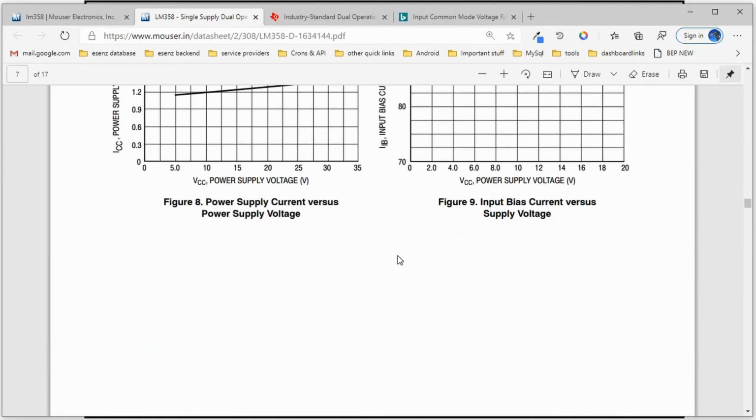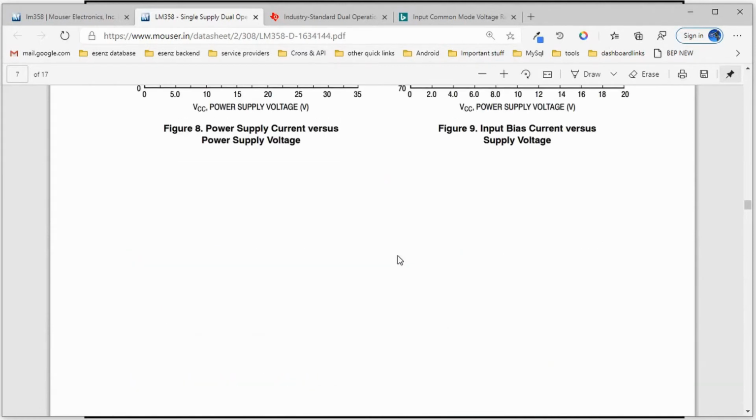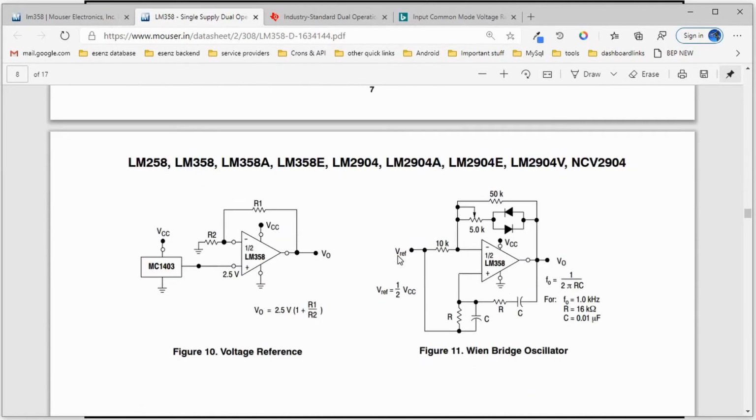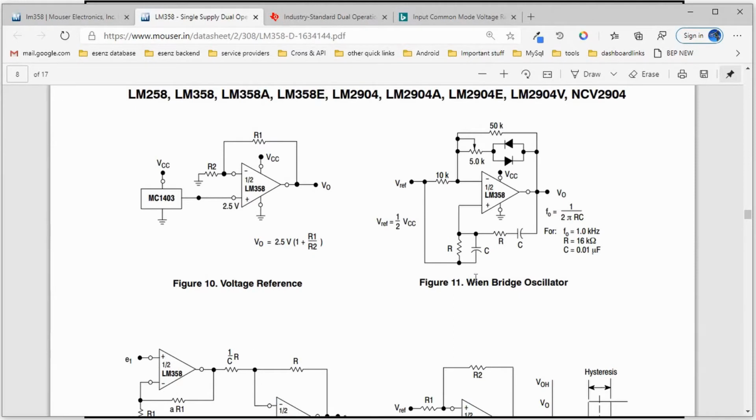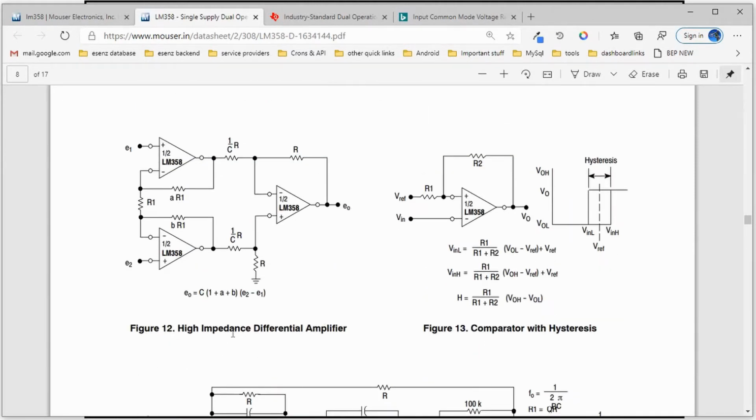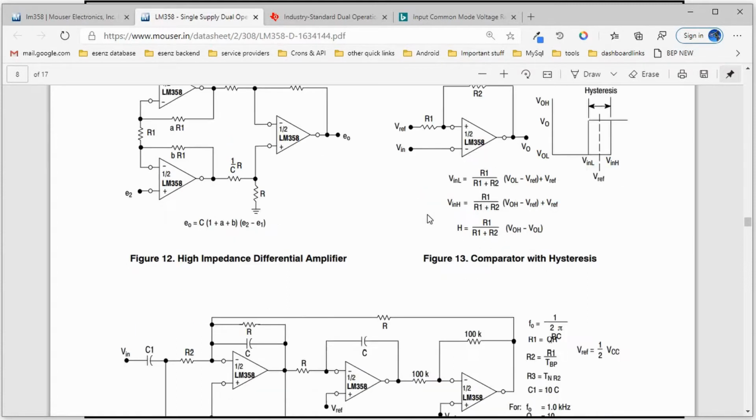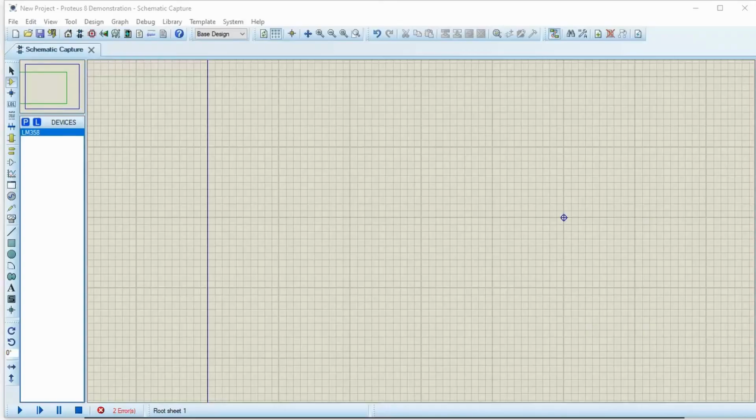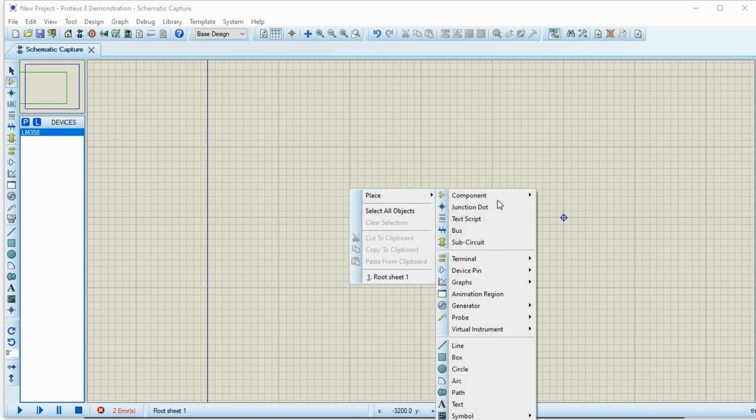Generally, if you go through any data sheet, they will give typical applications like voltage reference, Wien bridge oscillator, high impedance differential amplifier, comparator with hysteresis. This is what I was talking about. When V in and this V reference are pretty close to each other, the output will start oscillating, going high and low. If you want to avoid this, you can use a hysteresis design.